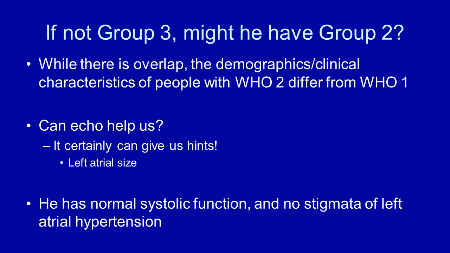Diastology is also measured. They do Dopplers, tissue Dopplers and things like that, and you can see systolic function also. So those kinds of things might hint that somebody has left atrial hypertension. And our particular patient, he had normal systolic function with a normal ejection fraction, and there really weren't any findings suggestive of left atrial hypertension.